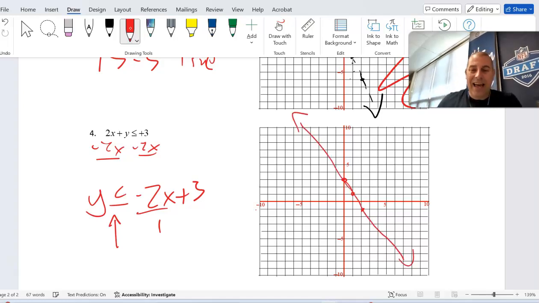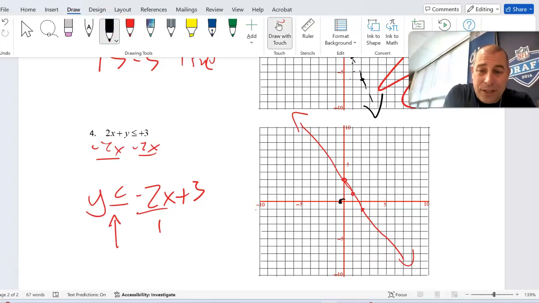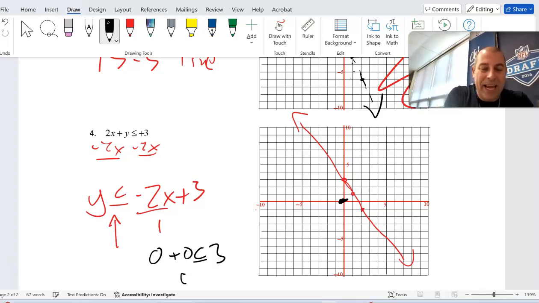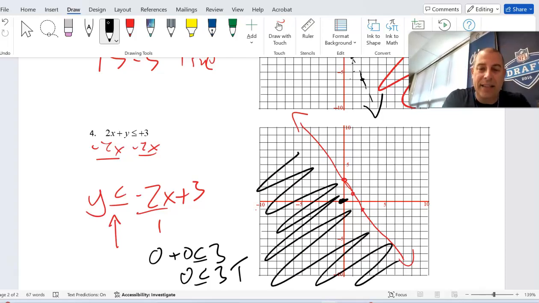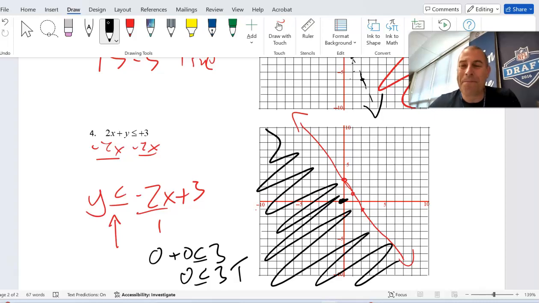All right, and then we're going to test the points. I'm going to test out 0, 0. Multiplying by 0, adding, subtracting by 0 is so friendly. So 2 times 0, 0 plus 0 less than or equal to 3. Hey, is 0 less than or equal to 3? Yeah, it is. So because it is true, we're going to shade on the side that has the point, which is your 0, 0.